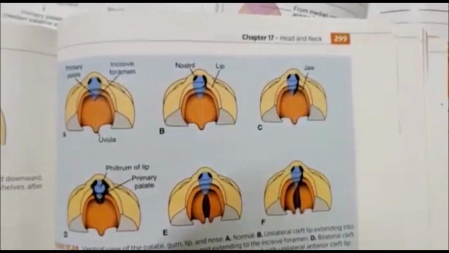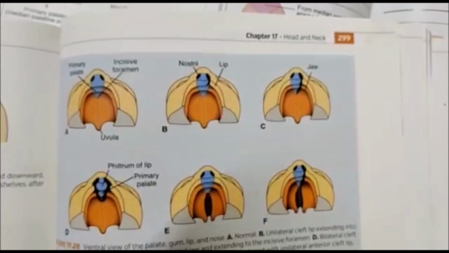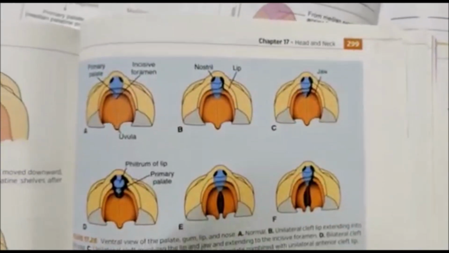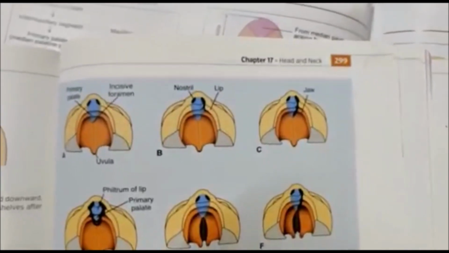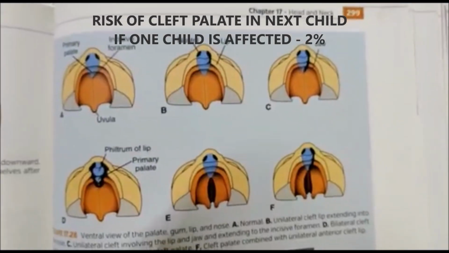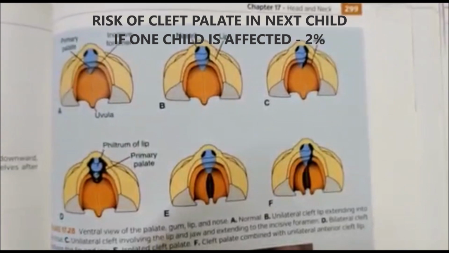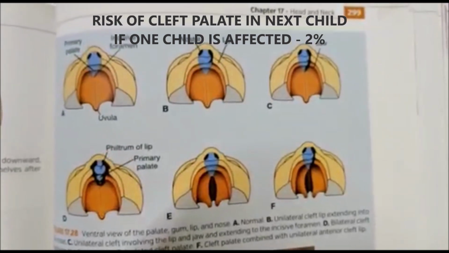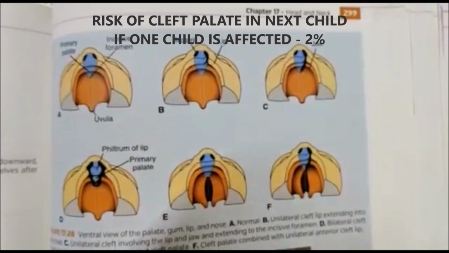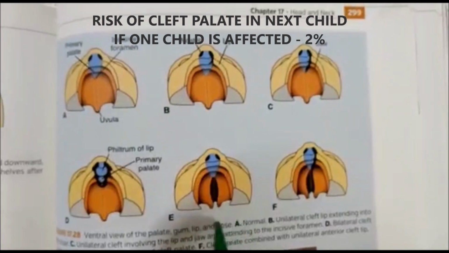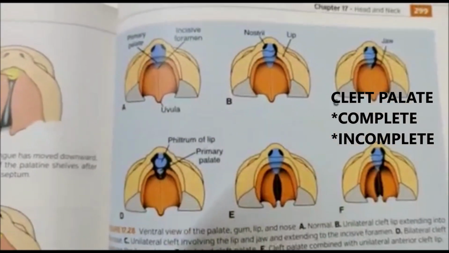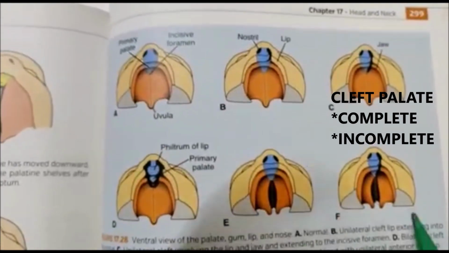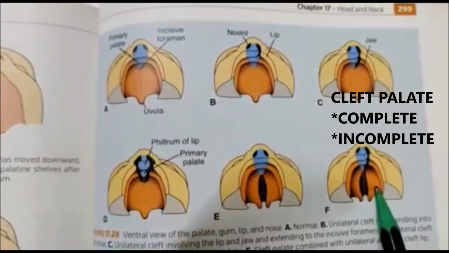Again, the incidence is not related to the maternal age, whereas the cleft lip incidence was related to the maternal age. The older the age, the more the chances of cleft lip. Now, if the couple has a child with the cleft palate, there is a 2% chance that another child will have a similar defect. If we look at the pictures, we realize that cleft palate can be complete, as seen in this, or incomplete.